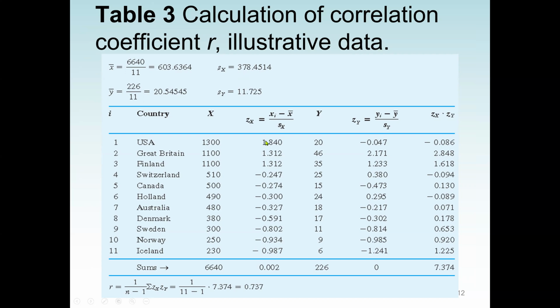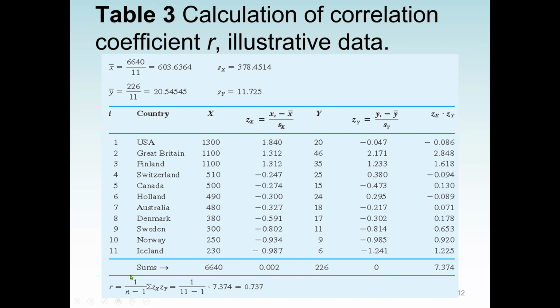So we find the z-score for each value. After we finish, we add all together. We find the z-score for each Y value. Again, the z-score means the value Y minus the Y mean, which is 20.54 something, then divided by the standard deviation of Y, which is 11.725. And we repeat that for all the values. So when we finish, then we can plug in the values.